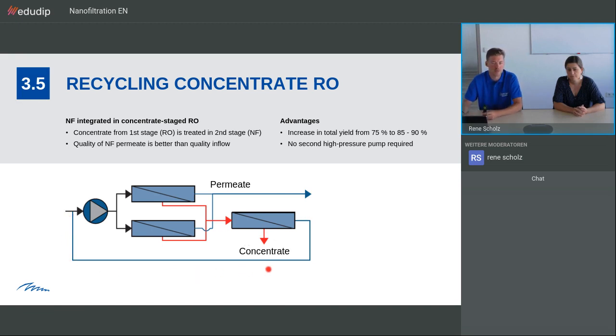This produced water has, in most cases, a better quality than our feed water, and the concentrate of the nano will be drained. With this system, we can increase the yield from normally 75% up to 85 to 90%, which doesn't sound like much in this schematic, but it's really a big difference. We will see this in the next slides where we do a small calculation. The main advantage for the nano is that the pressure is really low, so we don't need a second high pressure pump like in permeate stage systems. We can feed it directly with the concentrate pressure remaining from the reverse osmosis stage.